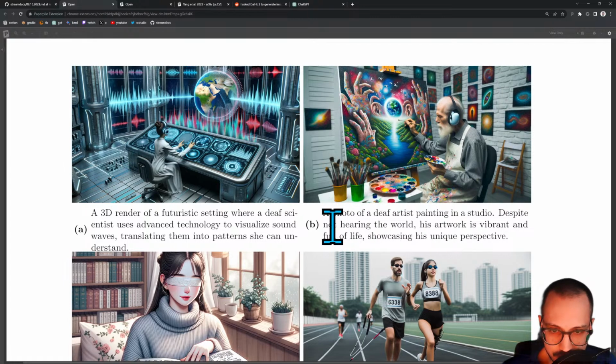Interesting. So despite not hearing the world, you see the model chooses to add this headphone here to illustrate the concept that the man is deaf, even though realistically, a real deaf artist probably wouldn't be wearing these kind of isolation sound earbud type of things.